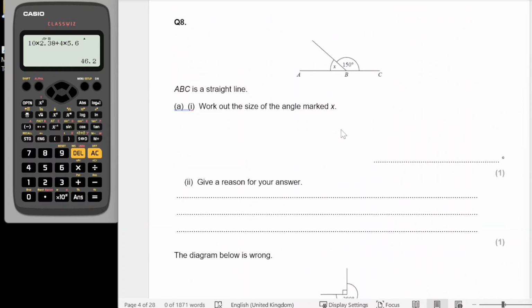Question 8. ABC is a straight line. Work out the size of the angle marked with the X. So I need to do 180 minus 150. So that's going to be 30 degrees. And give a reason for your answer. Angles on a straight line add up to 180.